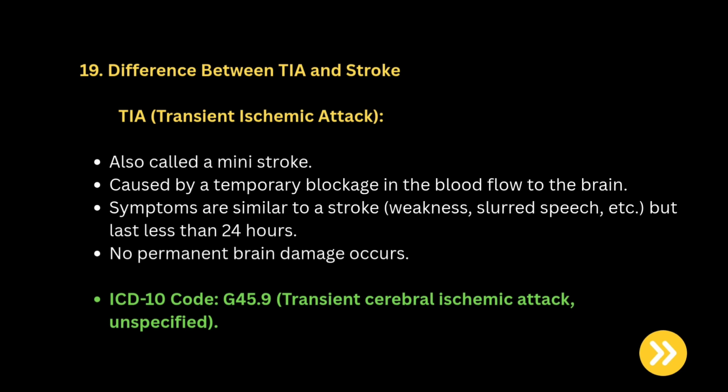19th, difference between TIA and stroke. TIA is transient ischemic attack, also called a mini stroke. It is caused by a temporary blockage in the blood flow to the brain. Symptoms are similar to a stroke but last less than 24 hours. No permanent brain damage occurs. So the code for that is G45.9.